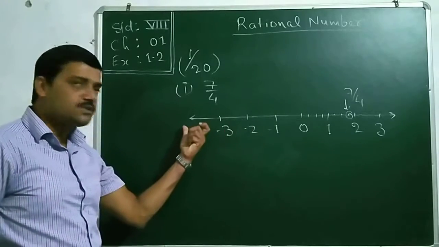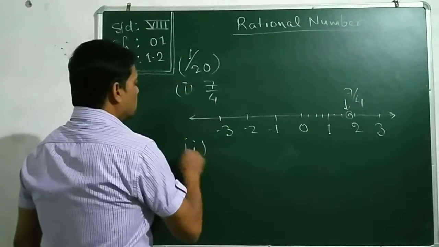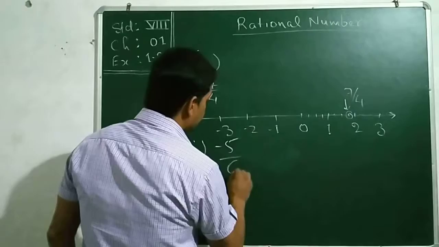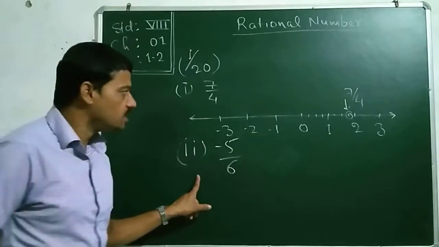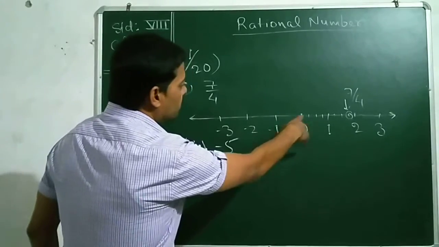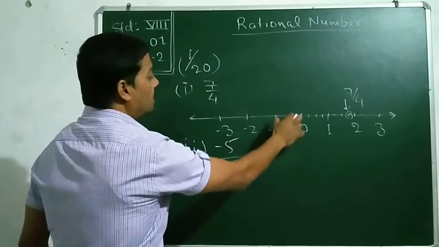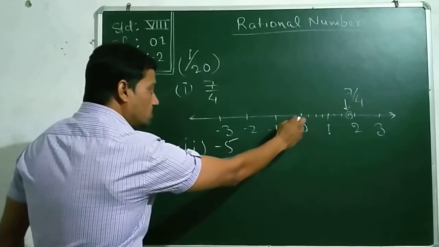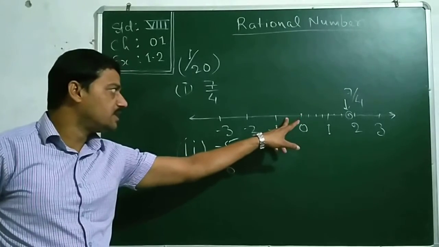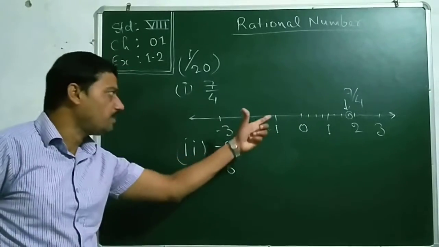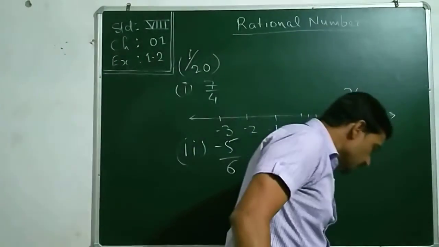Similarly, move to the negative side and do the next sum, that is minus 5 by 6. While representing the second number, I am explaining only, you will do it yourself. Divide this one part into 6 equal parts, and then the first one will be minus 1 by 6, then minus 2 by 6, thereafter minus 3 by 6, minus 4 by 6, and so on. You will find minus 5 by 6 and mark it on the second number line by drawing it here.